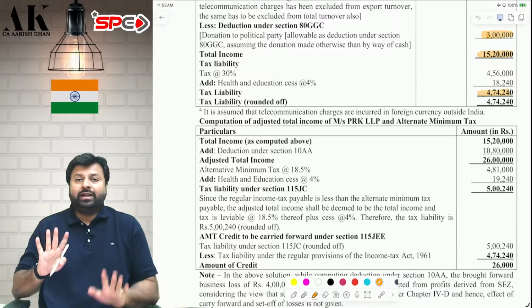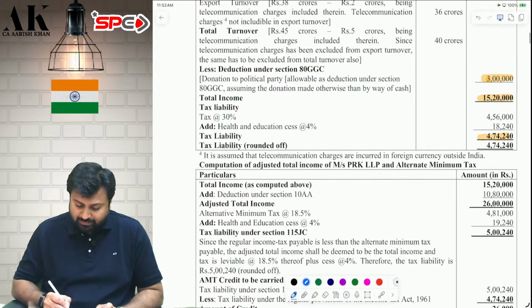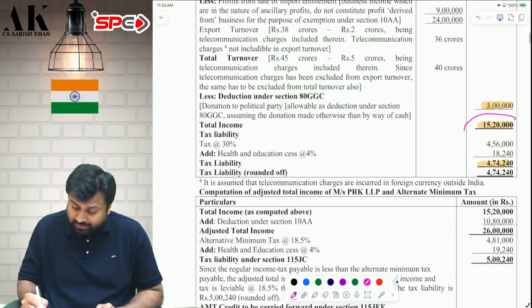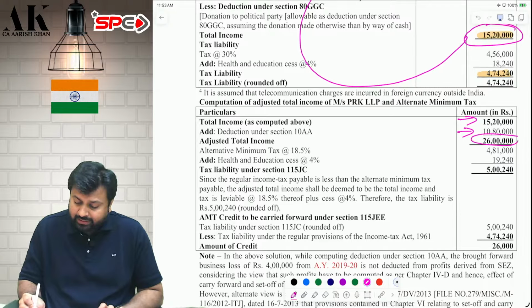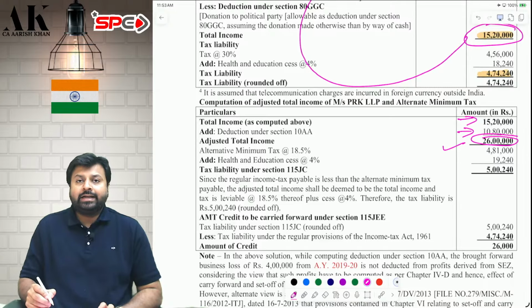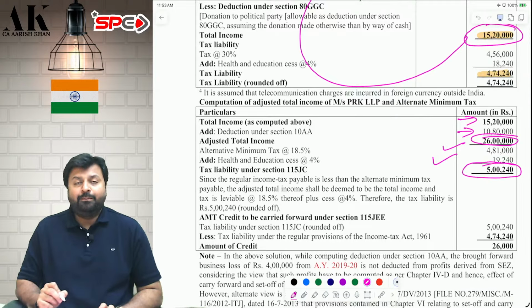Now the answer is not ended. After that, you have to compute your adjusted total income. Because you have to compute AMT also, adjusted total income is nothing but total income plus 10AA deduction. That is 15,20,000 plus 10AA deduction. This is your adjusted total income. On that 18.5% tax, 4% cess, that will give you ultimately your AMT liability.